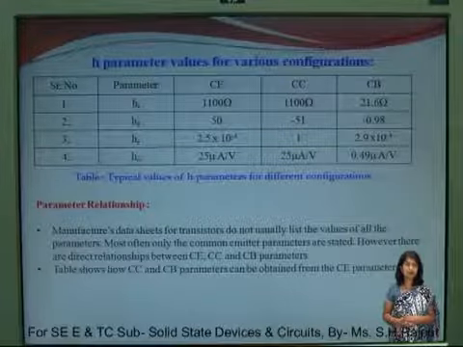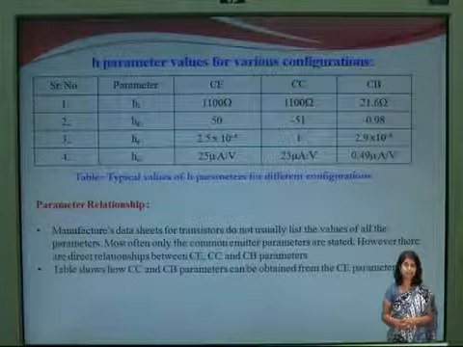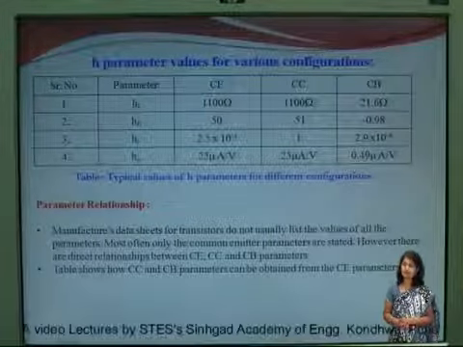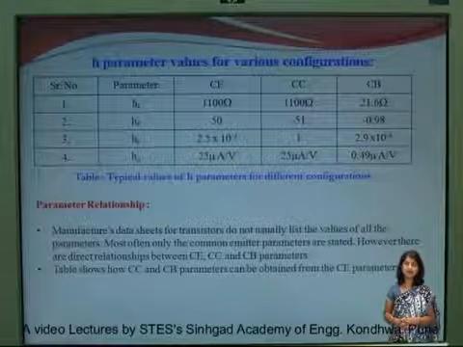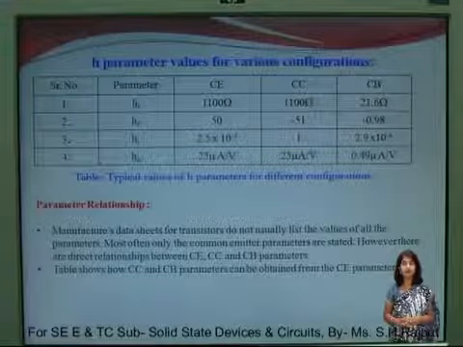Now the third parameter is hr, the reverse voltage gain. For common emitter it is 2.5 into 10 raised to minus 4. For common collector it is 1. And for common base it is 2.9 into 10 raised to minus 4. The last parameter is ho, the output admittance.